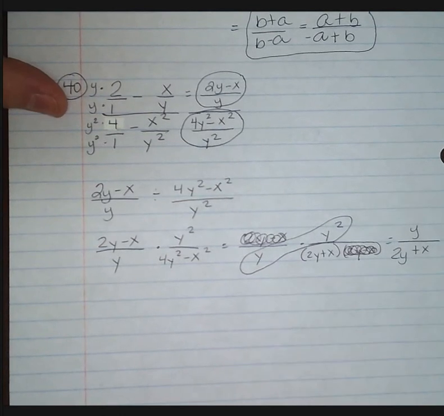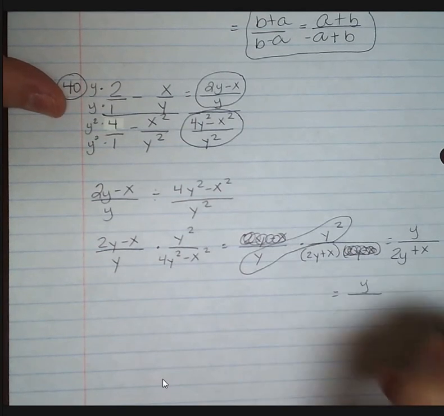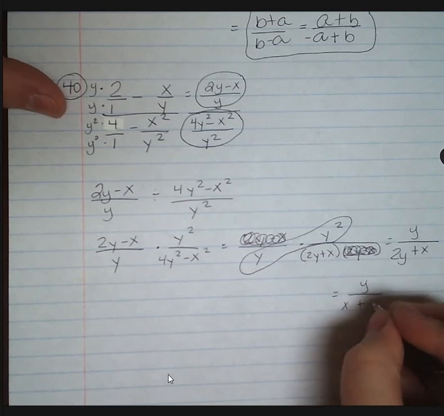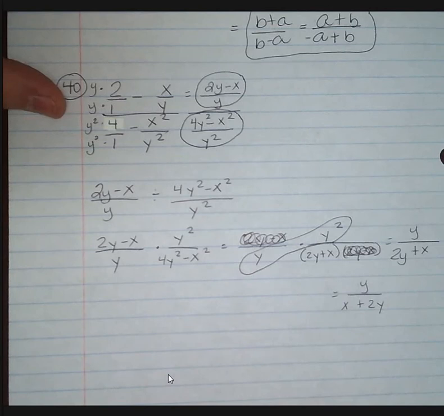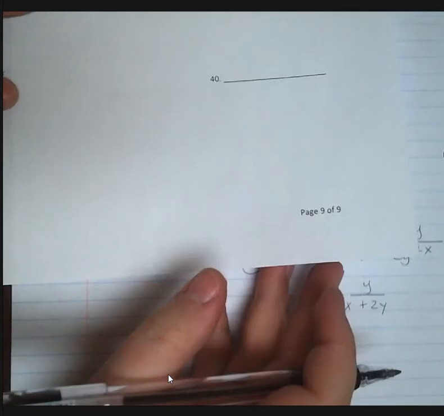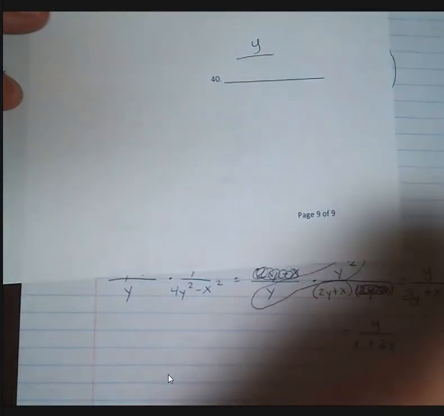So the only other thing you can do is write them alphabetically. So you would have a y still in the numerator, your x would come first, and then you would have 2y. So your answer for problem number 40 is going to be y over x plus 2y.